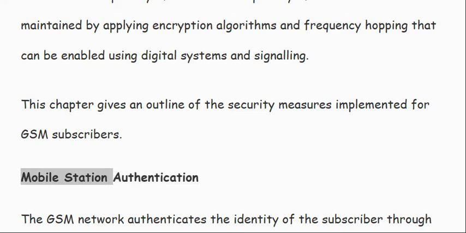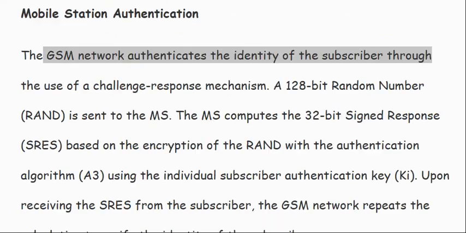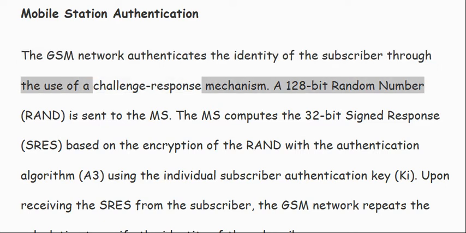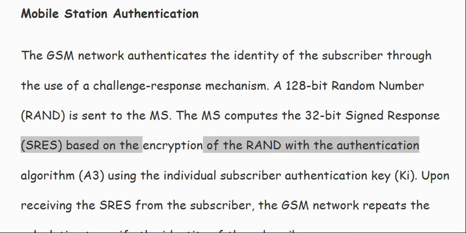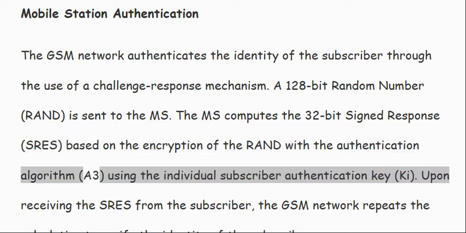Mobile station authentication. The GSM network authenticates the identity of the subscriber through the use of a challenge response mechanism. A 128-bit random number, RAND, is sent to the MS. The MS computes the 32-bit signed response, SRES, based on the encryption of the RAND with the authentication algorithm, A3, using the individual subscriber authentication key.